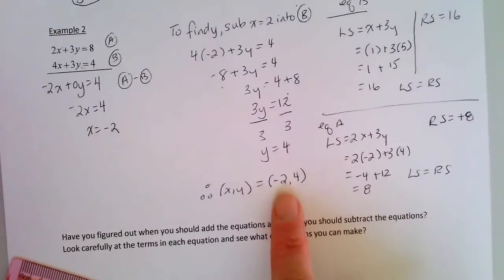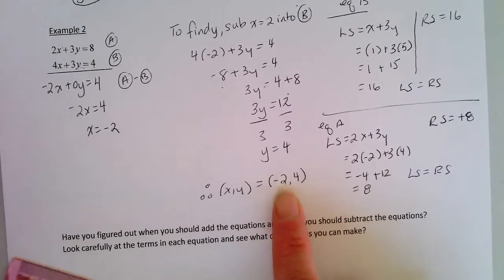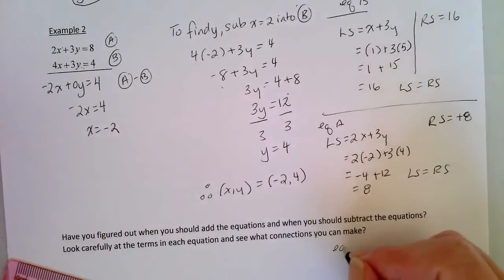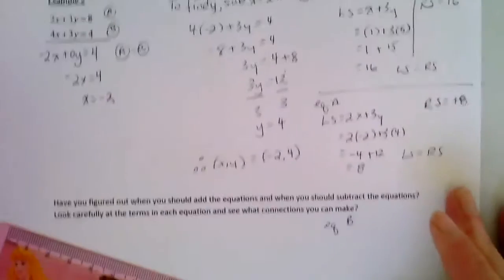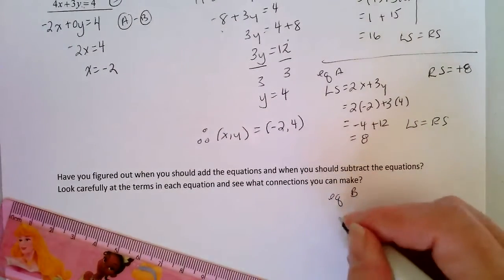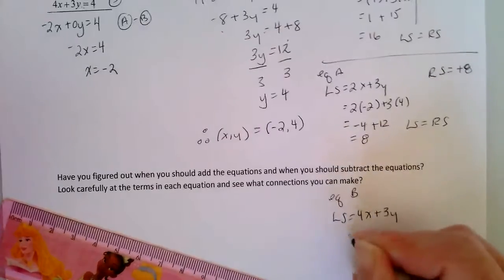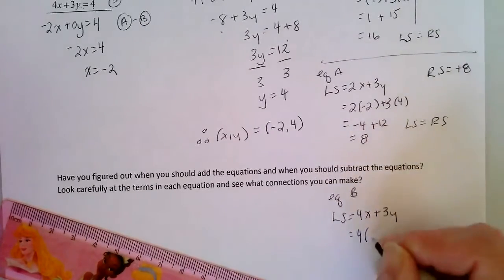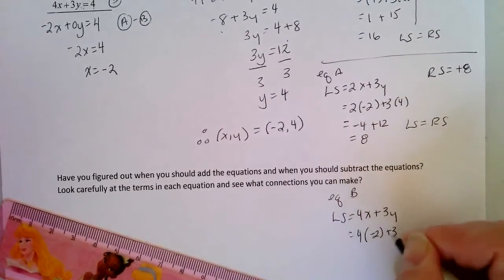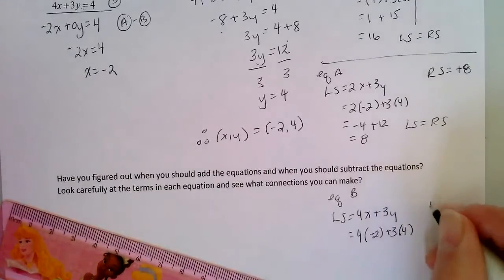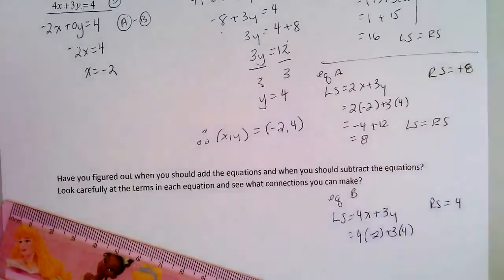We have just verified that (negative 2, 4) is a point on line A. Now we're going to verify in equation B. So the left side is equal to 4x plus 3y. This is a time-consuming process, but it's certainly good practice. And the right-hand side is equal to 4.